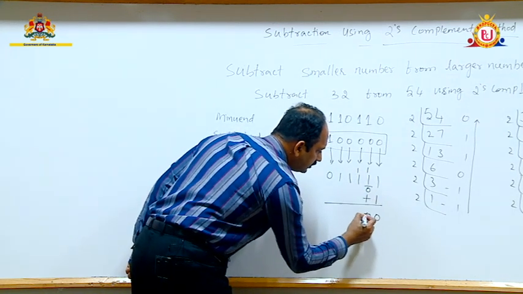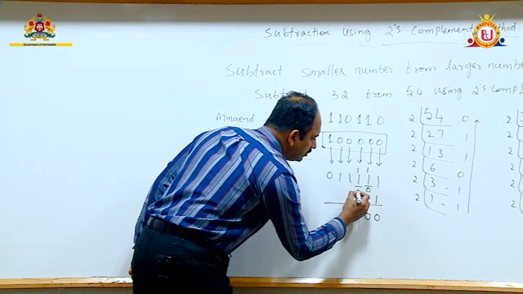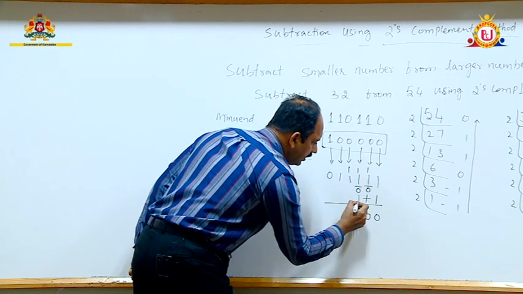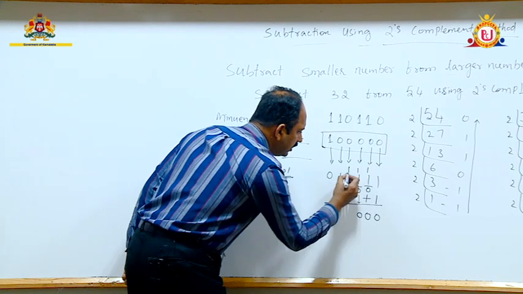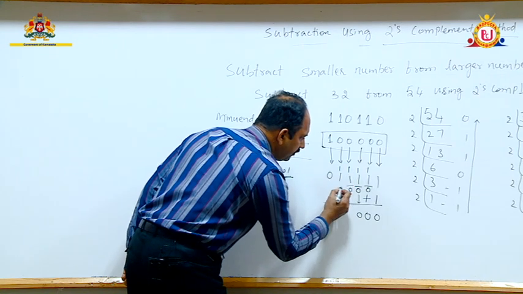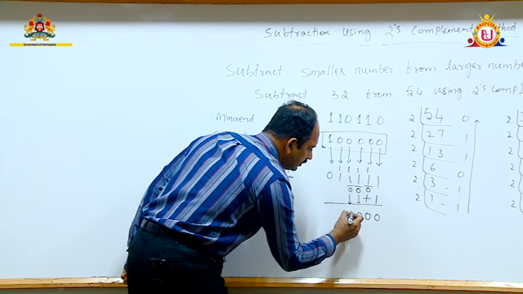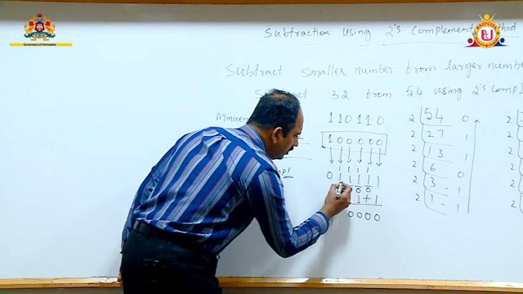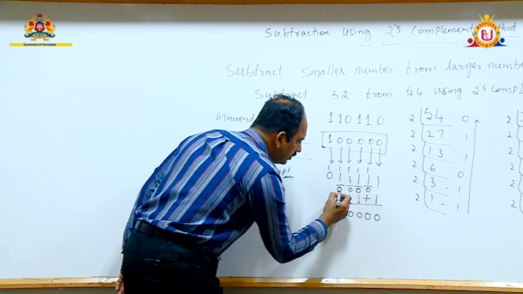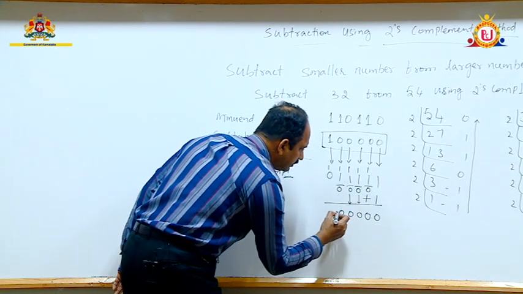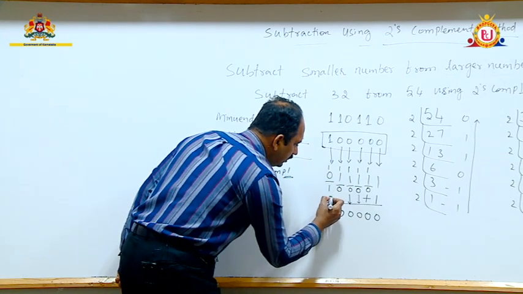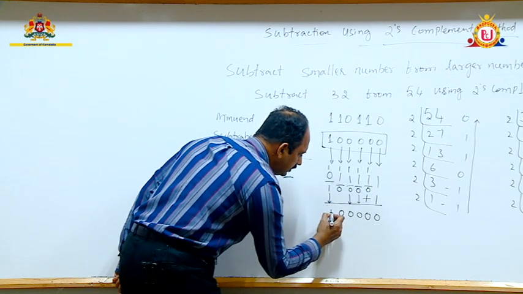This 0 is written as it is. 1 plus 1, 0 with carry 1. So this 0 is written as it is. This 1 plus 1, 0 with carry 1. So this 0 is written as it is. This 1 plus 1 is 0 with carry 1. This 0 is written as it is. And here 1 plus 0 is 1. And this 1 is written as it is here.